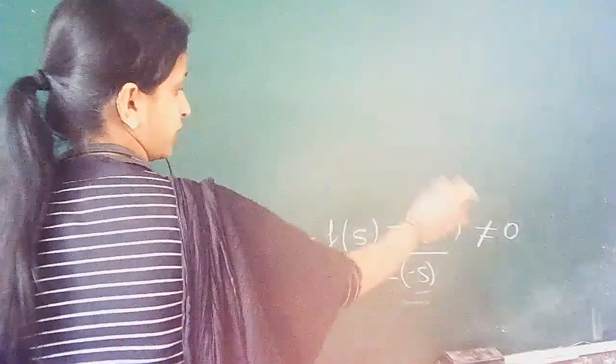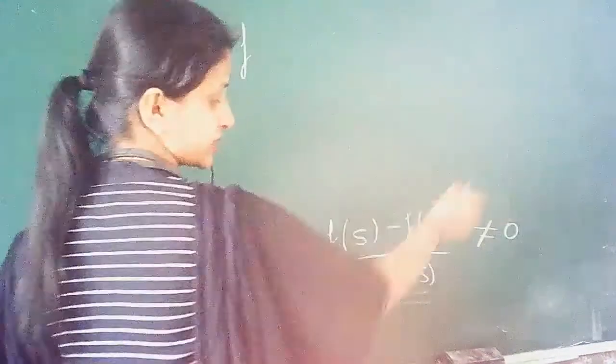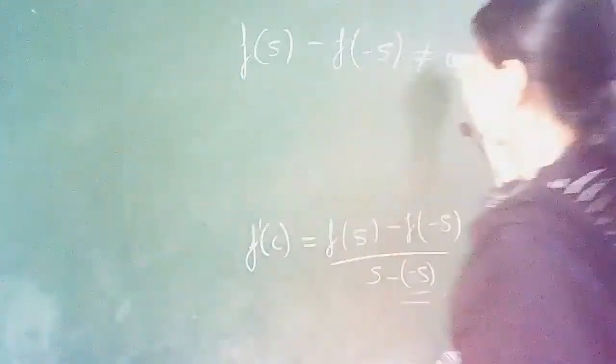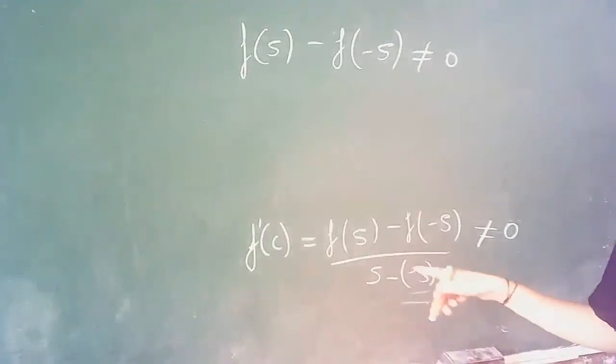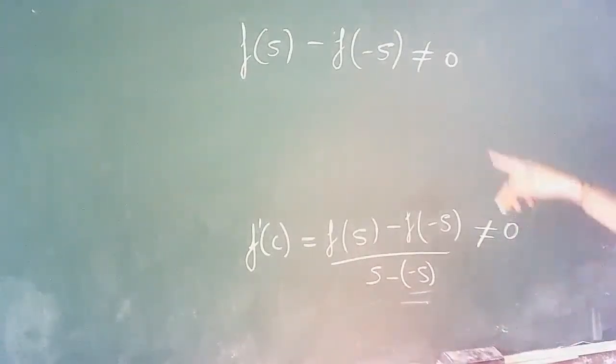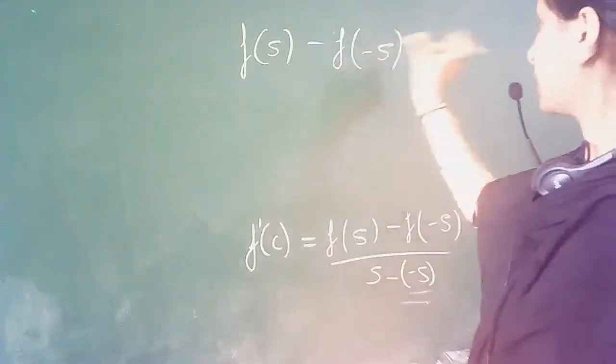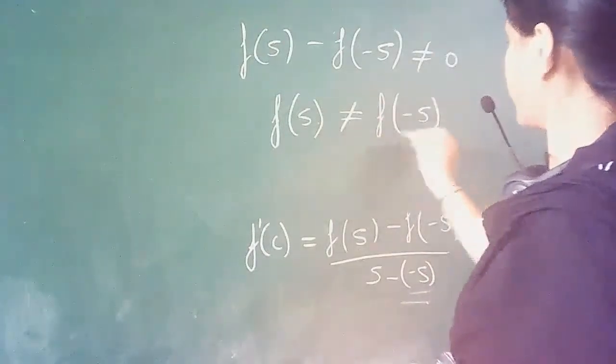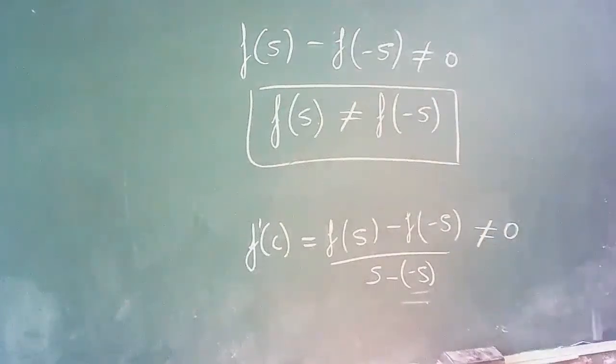if this part is not equal to 0, then this thing goes to the other side. So you get f of 5 minus f of minus 5 is not equal to 0, because this denominator is multiplied by 0. So that will be f of 5 minus f of minus 5 not equal to 0. If you take this part to the other side, what do you get? f of 5 is not equal to f of minus 5. Thus, we have proved that the function values at the end points are not equal.